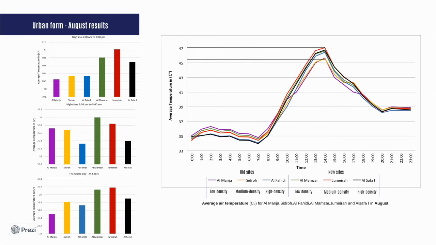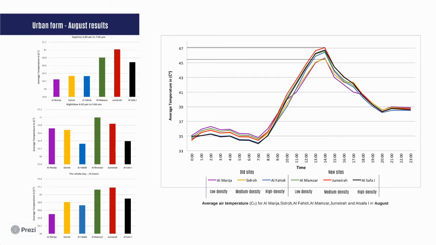The August results revealed that old urban configurations with a high height to width aspect ratio and low sky view factor recorded the lowest daily air temperature averages, as shown in the third graph, by maximizing the shaded areas and minimizing the exposure to solar radiation, while the new structured urban configurations with a low height to width aspect ratio and high sky view factor recorded the highest daily air temperature averages, and also during the peak hours in August, due to the high exposure to solar radiation.